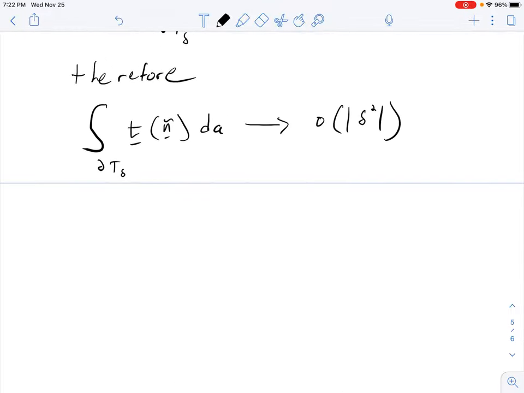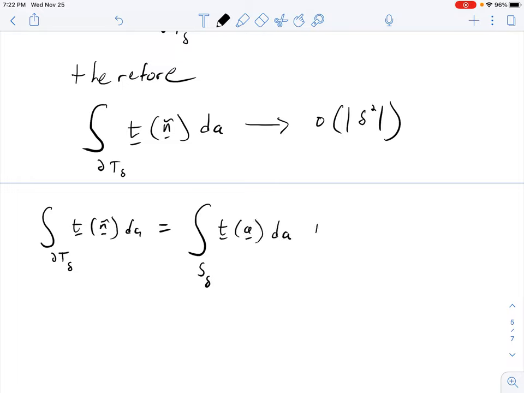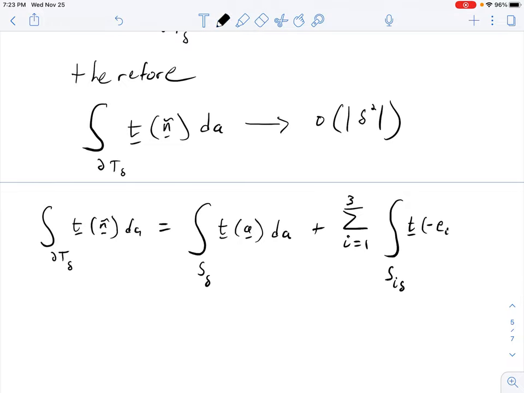normal. So we have that the integral over the entire boundary of the surface traction is equal to the integral over S delta, the face that has unit normal A, of t_A dA, plus the sum i going from 1 to 3 of the integral over S_i delta, the face normal to the ith coordinate direction, of t, whoops, we forgot a minus there, right? Because the outward unit normal is minus e_i on those faces, dA.